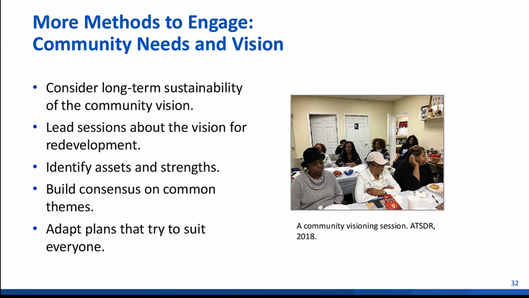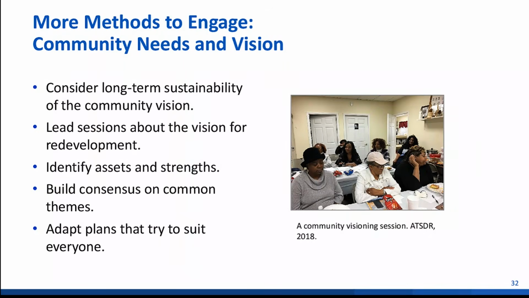It's important to consider long-term sustainability of the community vision. The following approaches and questions can facilitate discussion. Lead sessions about the vision for redevelopment. Identify assets and strengths of the community. This is pulling in some of those principles of community engagement. Vote on common themes, if that's acceptable to the community. Work towards plans that try to suit everybody. This is really important to consensus building among team members and goes a long way towards the success of reaching development goals.